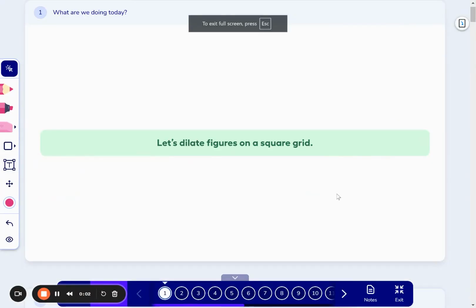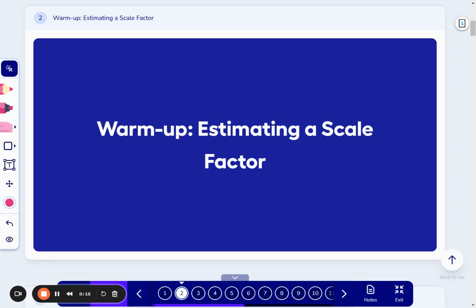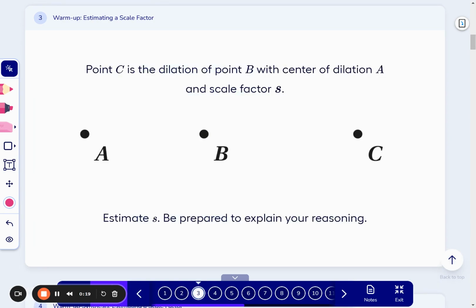All right, we're going to do dilations with a square grid now. Okay, so let's get involved with that. We're going to estimate a scale factor. So we would measure: point C is the dilation of point B with a center of dilation A and a scale factor of S.